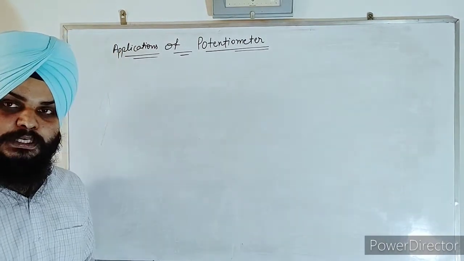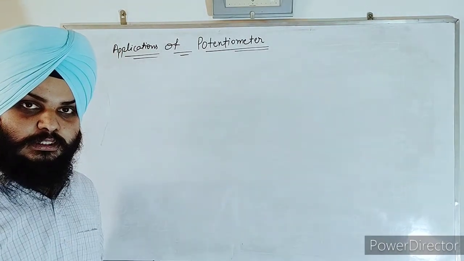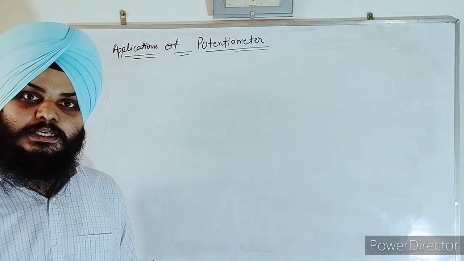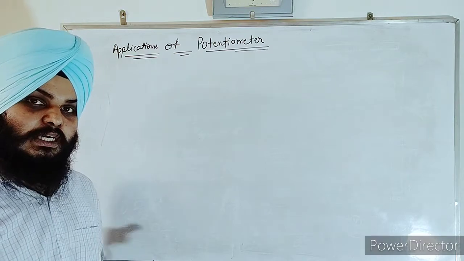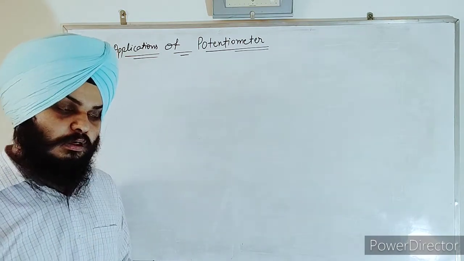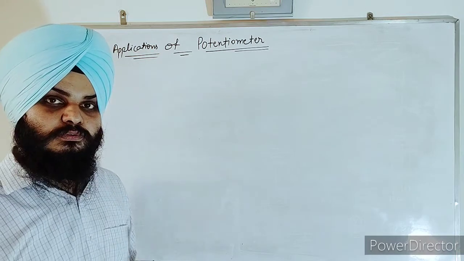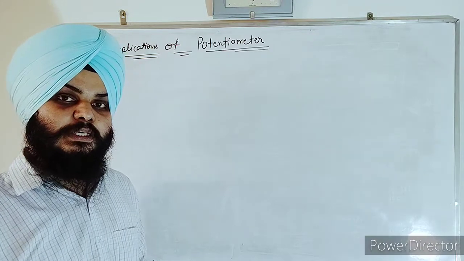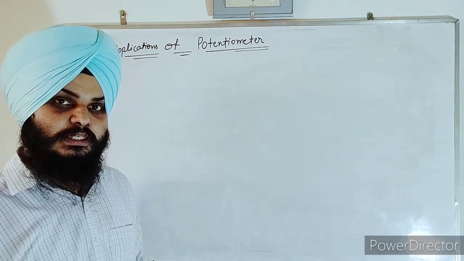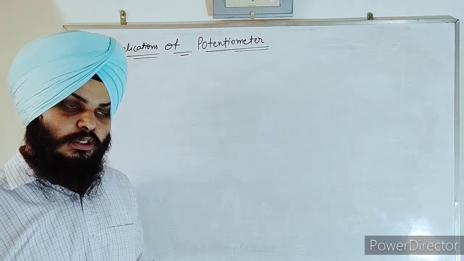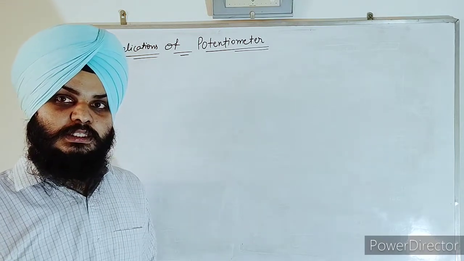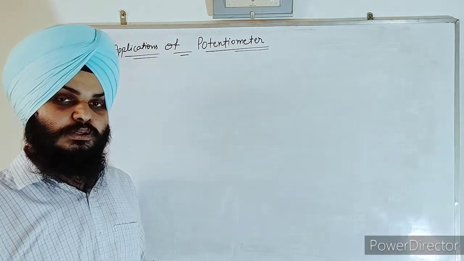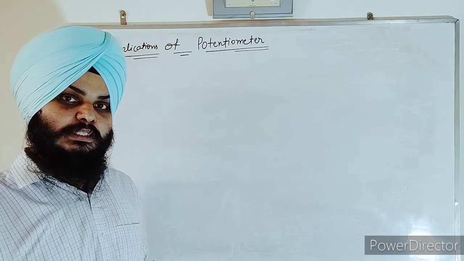The next subtopic in the topic of potentiometer is the applications of potentiometer. Remember, generally for our convenience we take a potentiometer wire of length 100 centimeter only, but whenever we need a potentiometer of 400 centimeter length wire, we can use that also. However, generally in circuits where the potential differences are not very large, we only use the potentiometer of length 100 centimeter.